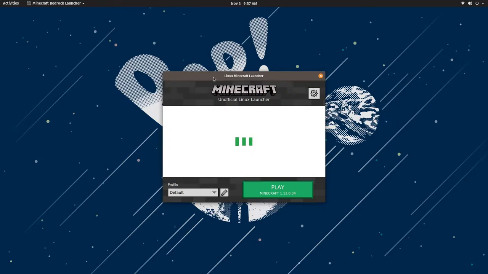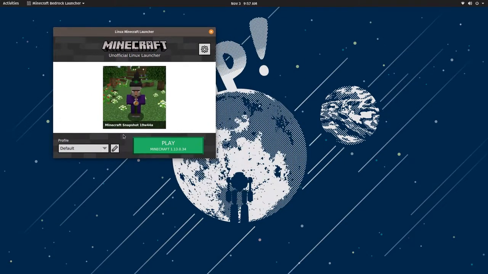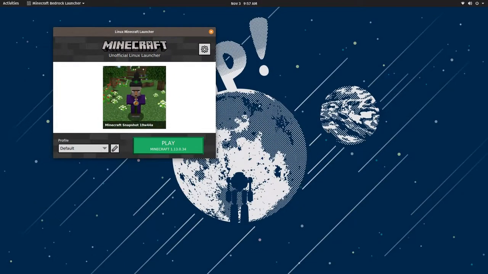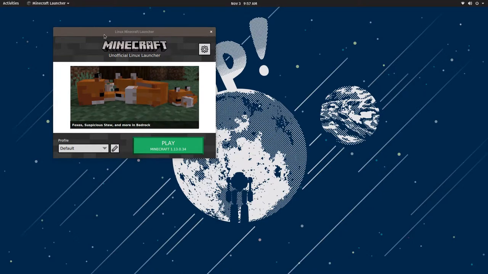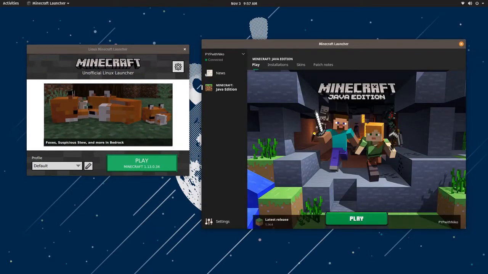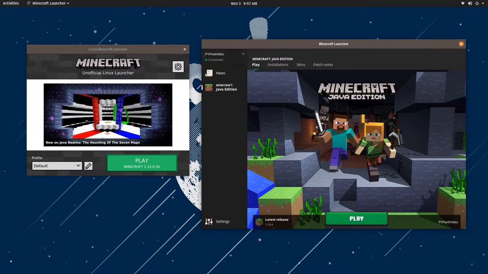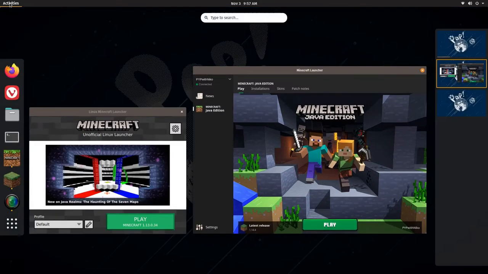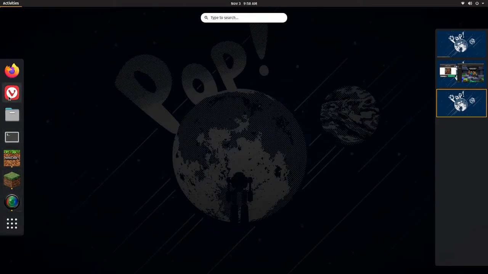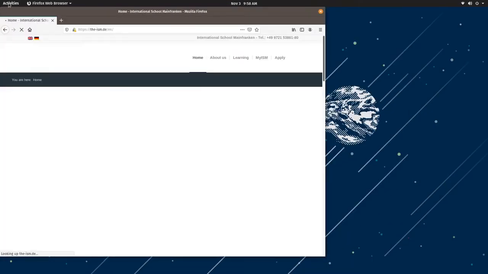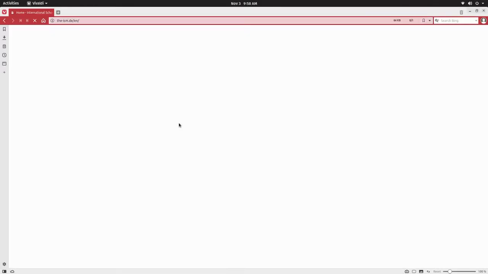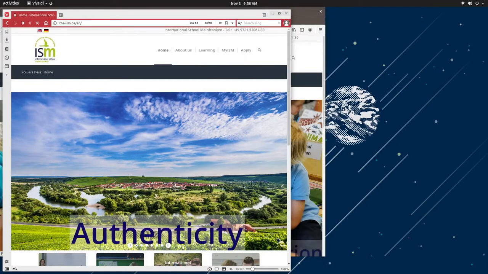So right now, what we have is Minecraft Bedrock Edition, or you can play Minecraft Java Edition. Both of these work on Linux right now, so no worries there. These are the two main components of our rig right now, but also, you know, having our browsers, you can have Firefox, you can have Vivaldi.